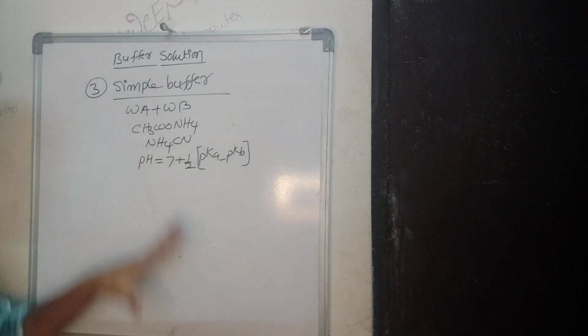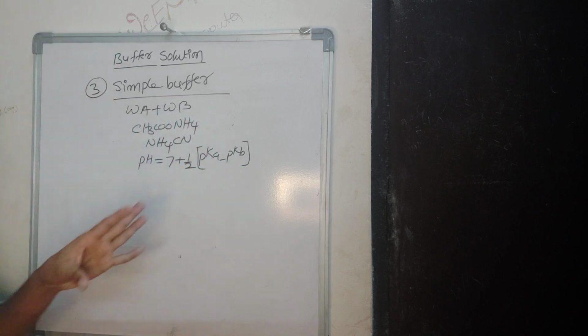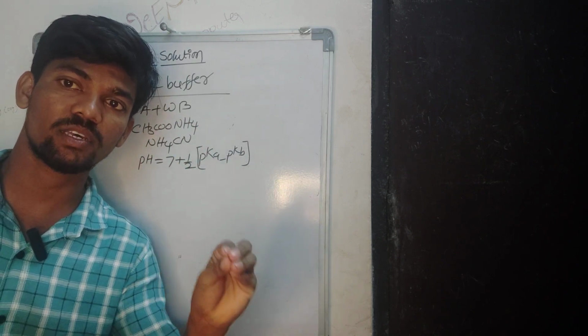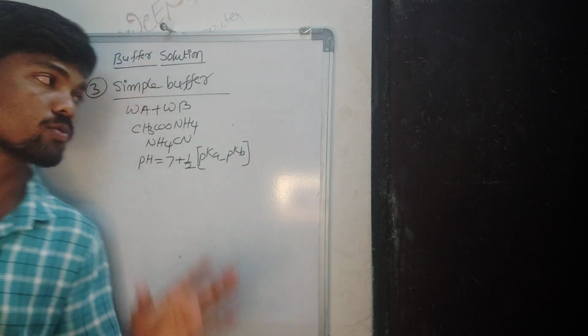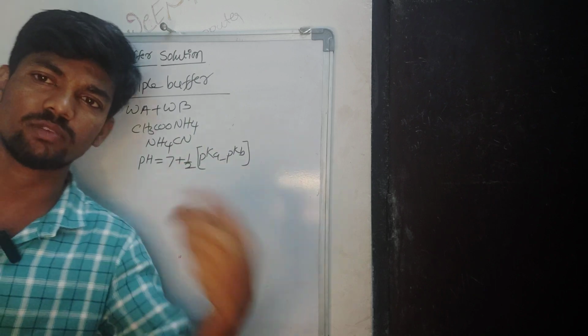Next one here, simple buffer is there. For simple buffer, the first one is acidic buffer. You know that for acidic buffer, the weak one is acid. For basic buffer, the weak one is base. So here also there is another type, simple buffer. Simple buffer we can easily find out.